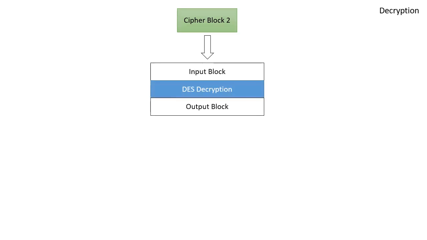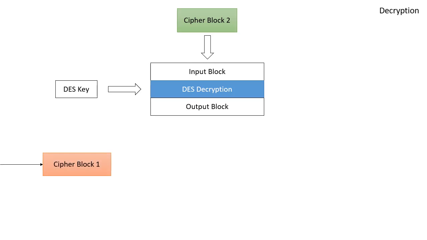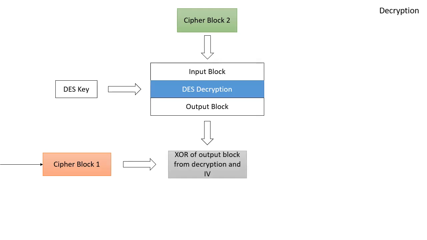The decryption for the second block is identical to the previous block. The only exception is that instead of an IV, the previous cipher block is used for XOR with the output of the DES decryption. The product of the XOR will be our second plaintext block.